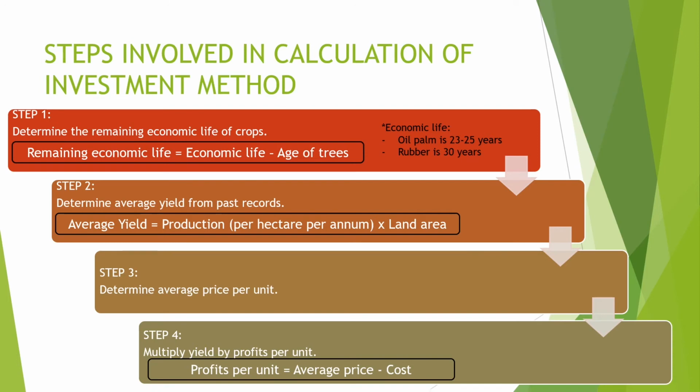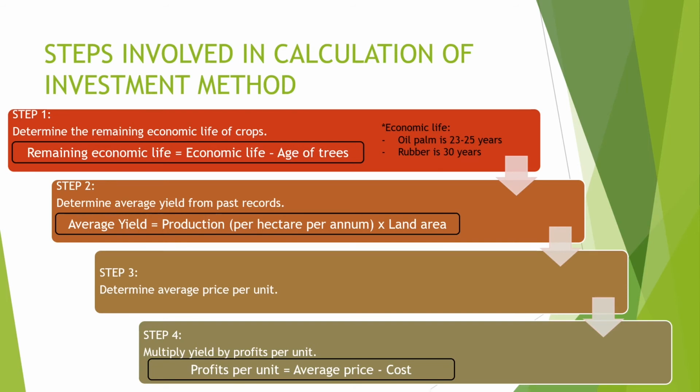In step 2, we need to determine the average yield from past records. If the production of fruit is in per hectare per annum, we need to multiply it by the land area. If there is no per hectare mentioned, we just divide the production by the years. Then, for step 3, we need to determine the average price per unit. It will be used in calculating the profits per unit. Usually, the average price is in per metric ton or per kilogram.